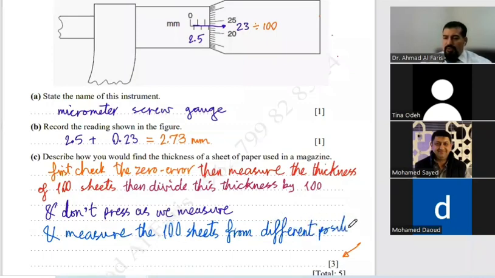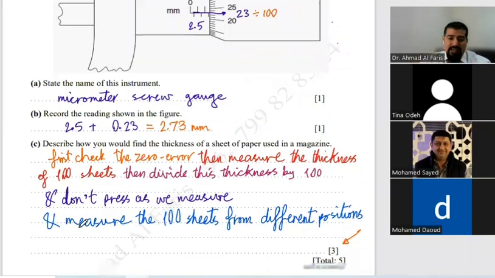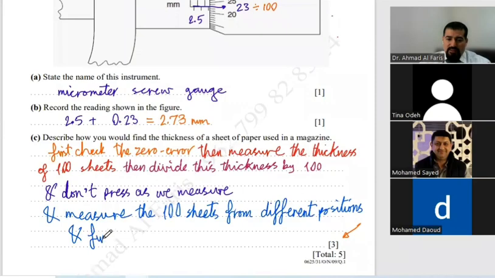Now, one of the questions that we are going to talk about later on is to use the micrometer to measure the thickness of a wire. So measure it from different orientations, from here, for example, and from here, and find the mean or the average. One of the questions, can we say repeat the measurement for more accuracy? Yes, when we say measure the 100 sheets from different positions and find the average, we get the mark, and find the mean. Then divide by what? Divide by 100. Yes. Thank you, Tina. Thank you, Rania. Thank you, Muhammad.